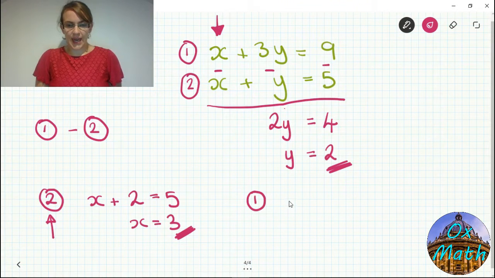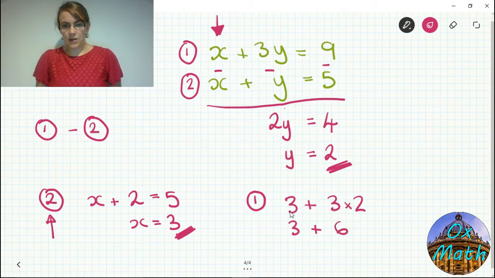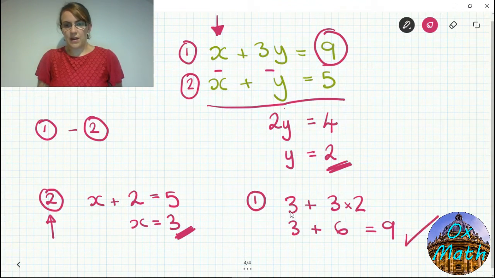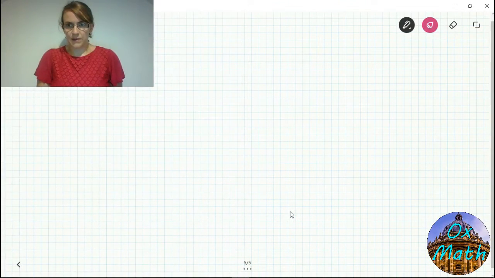So if we check x, which is 3, plus 3 lots of y, so 3 times 2 is 3 plus 6, which equals 9, which is the total of our top equation up here, so that is correct. So we know that our values of 3 and 2 are correct. That was a nice easy example with small numbers. Let's look at a slightly harder example.